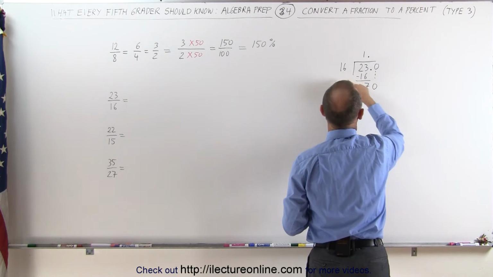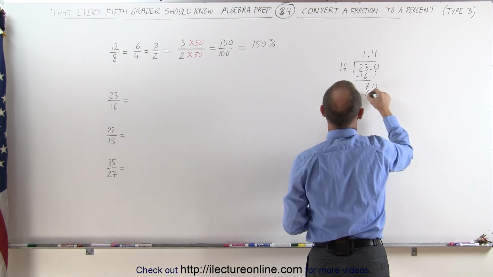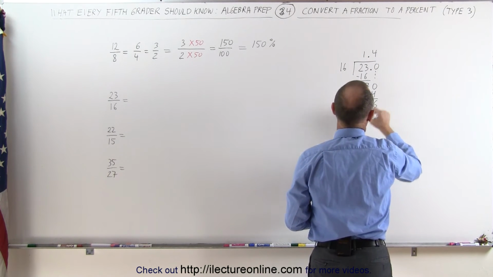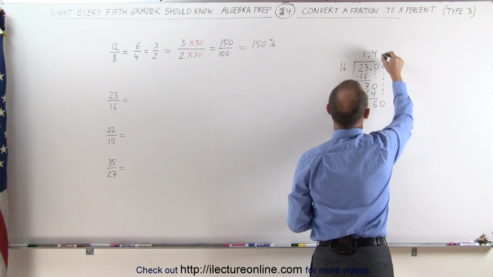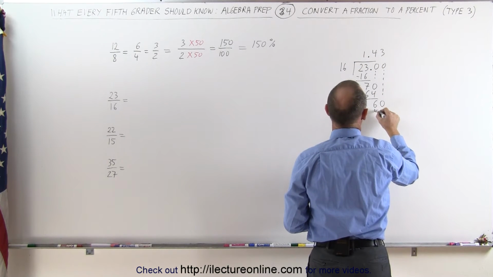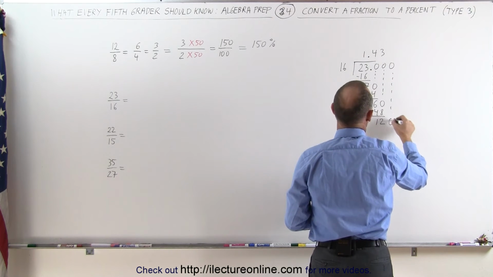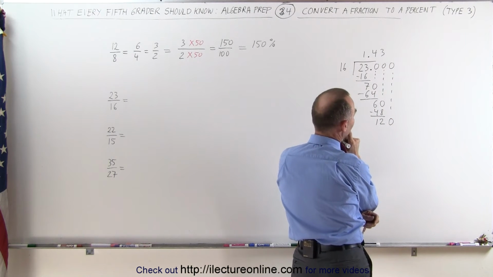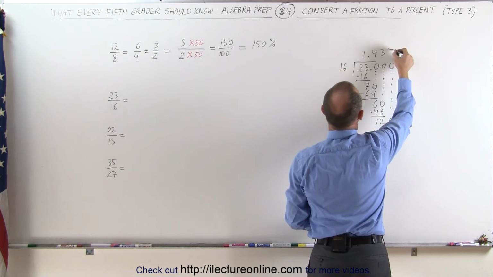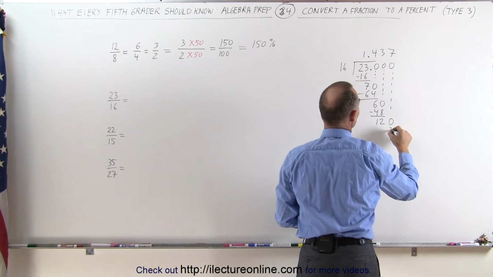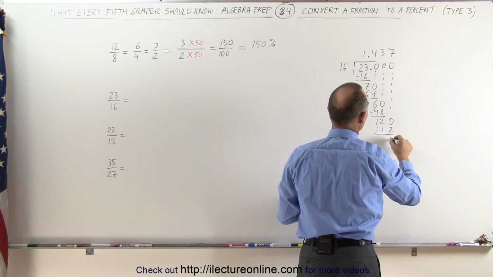Come down here, 16 goes into 70, not quite 5. How about 4 times? 4 times 16 is 64. The remainder is 6. Add another 0, drop down the 0. 16 goes into 60 3 times, because 3 times 16 is 48. Remainder is 12. Add another 0. 16 goes into 120. Let's see here. That would be 7 times. Yeah, let's try that. 7 times 6 is 42. Put down the 2, remember 4. 7 times 1 plus 4, that's 11. Remainder is 8.